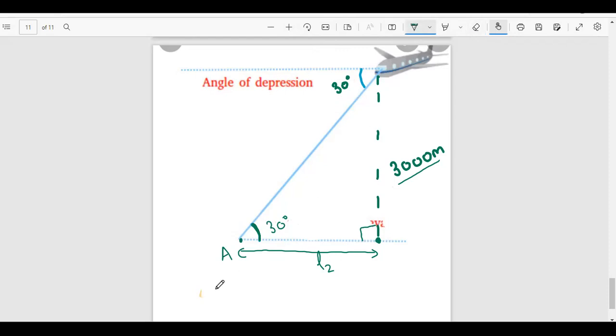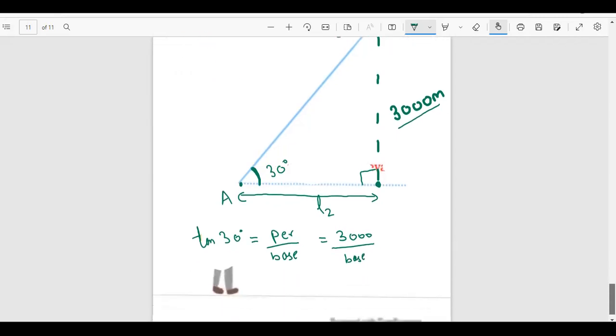Now we have tan. We know that tan theta is equal to perpendicular over the base. So what is the perpendicular side? The perpendicular side is 3000 meters divided by the base, which we need to find. So what is going to happen? I can just take the base over there and I can do 3000 divided by tan 30 degrees. So can anyone tell me the answer?